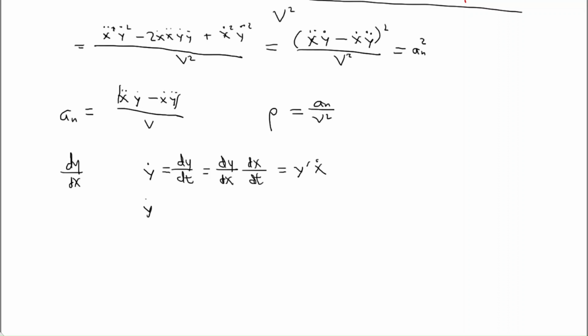Now we're also going to need to know something about y double dot. I'm just going to shortcut that, and you can verify this on your own, but this is going to be the same thing as y double prime x dot squared plus y prime x double dot. That can be achieved from the previous line using the product rule and the chain rule like we have been doing. All right, so let's go back to that numerator in a sub n.